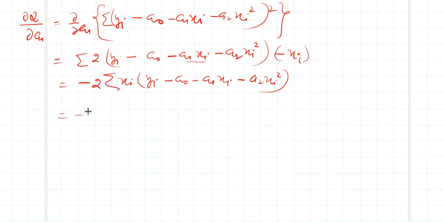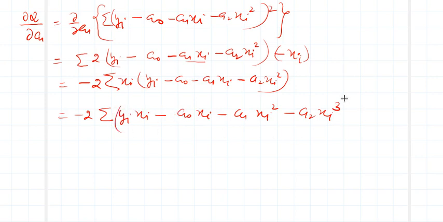Now it is minus 2 summation yi xi minus a naught xi minus a1 xi square minus a2 xi cube, and this is equal to 0. But this minus 2 cannot be equal to 0, so this summation part must be equal to 0.